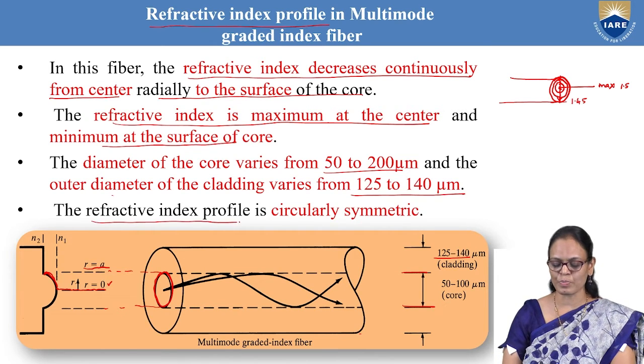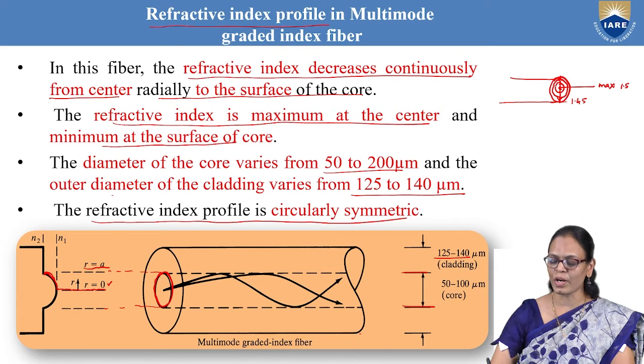And the refractive index profile is circularly symmetric. Circularly symmetric in the sense, whatever the refractive index we have here is the same at the diametrically opposite end. So circularly symmetric. So on this circle inside the refractive index is the same. And the next one, it reduces slightly but is diametrically symmetric.